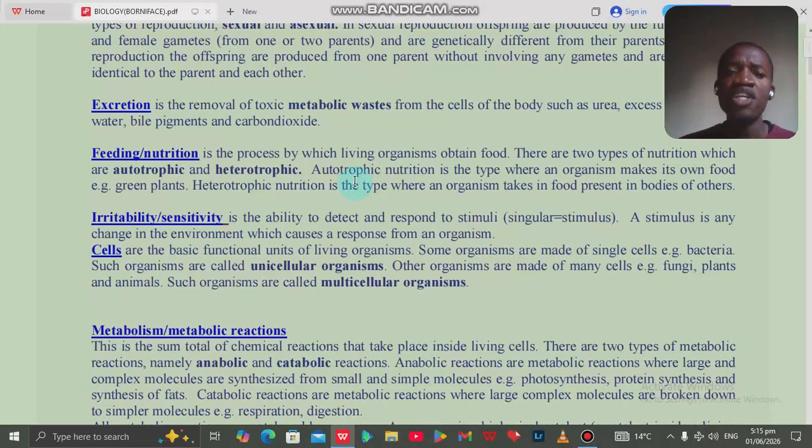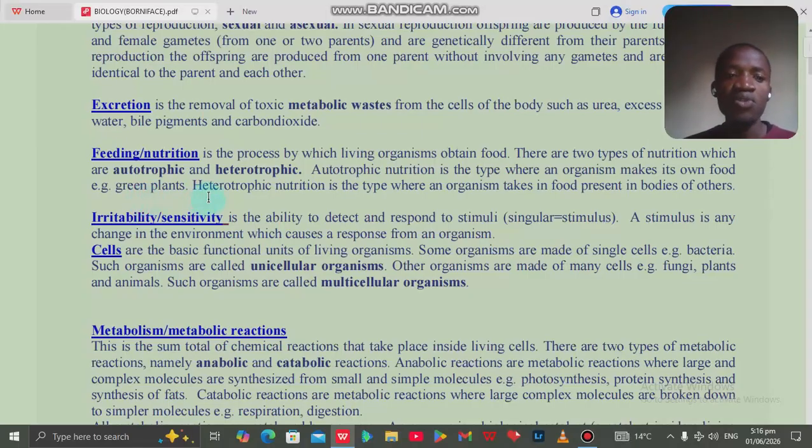This is simply a process by which living organisms obtain food from their surroundings. Now there are two types of nutrition, and these are autotrophic nutrition and heterotrophic nutrition. Autotrophic nutrition is a type of nutrition where an organism makes its own food, e.g., green plants. We know green plants are able to synthesize their own food substances in the process we call photosynthesis.